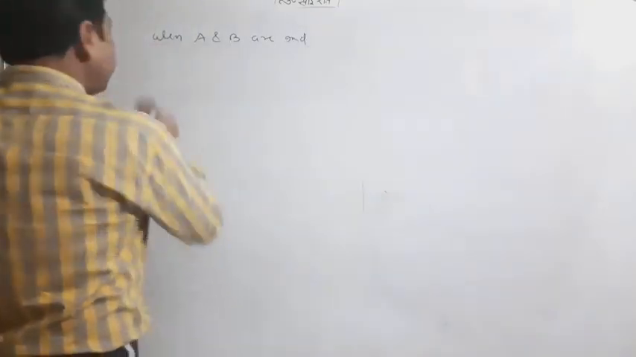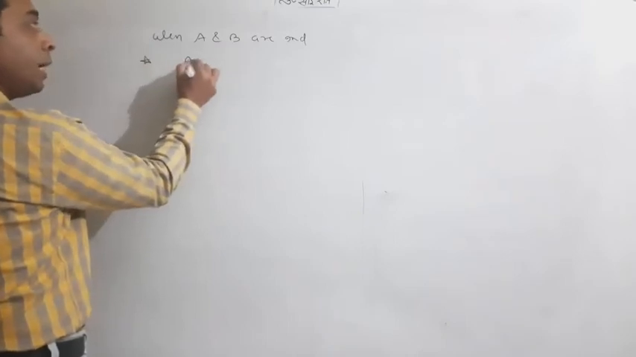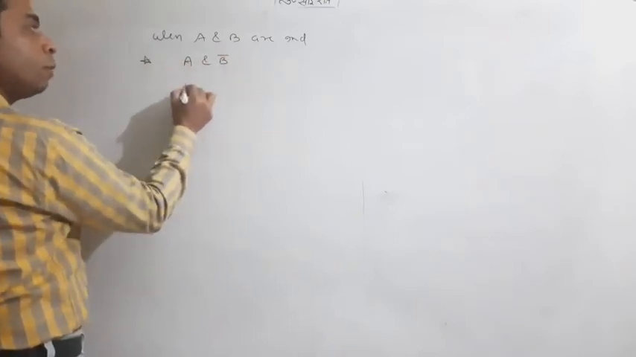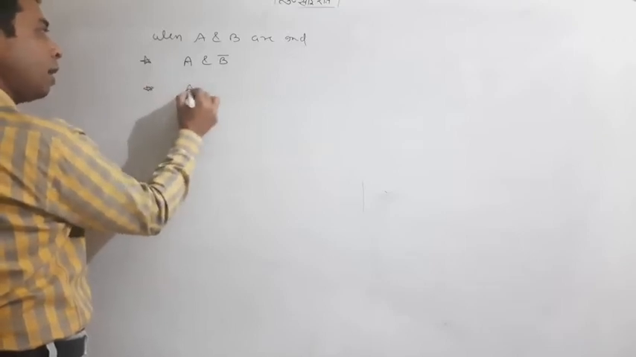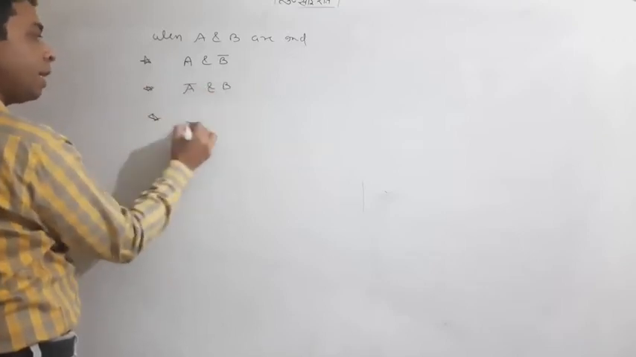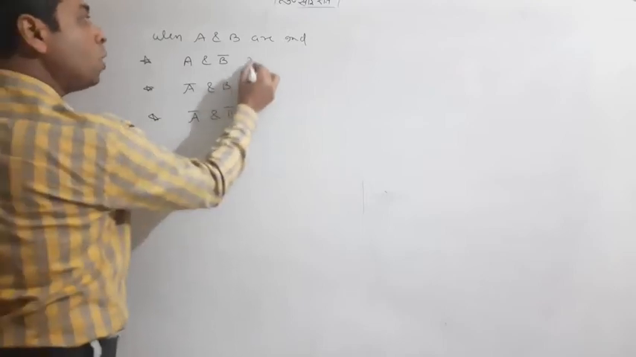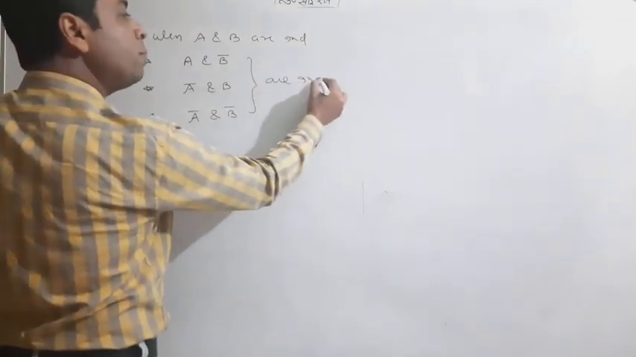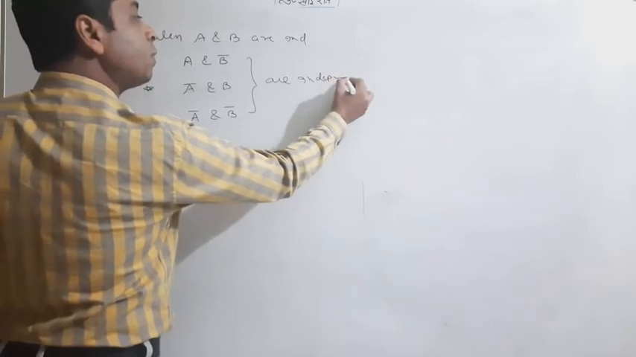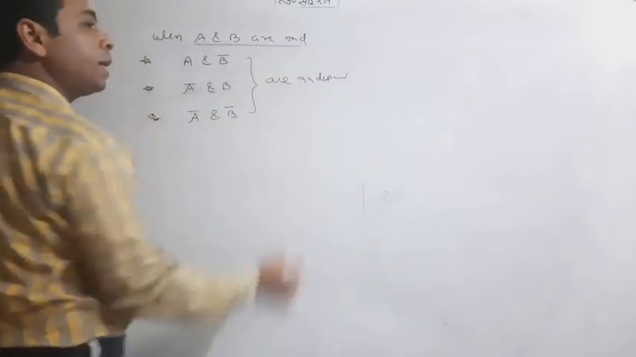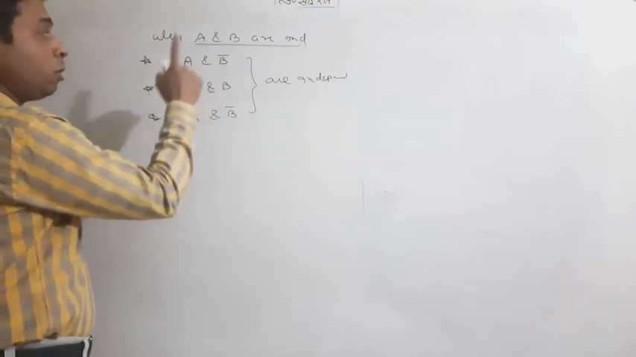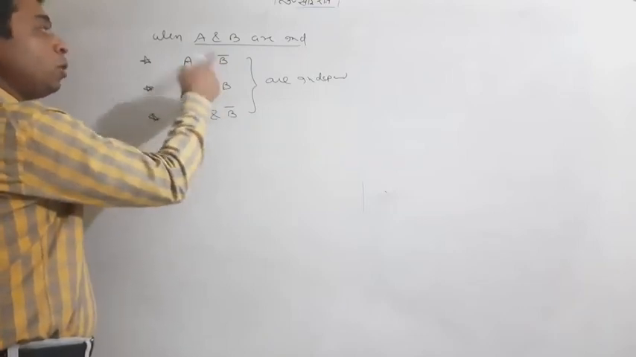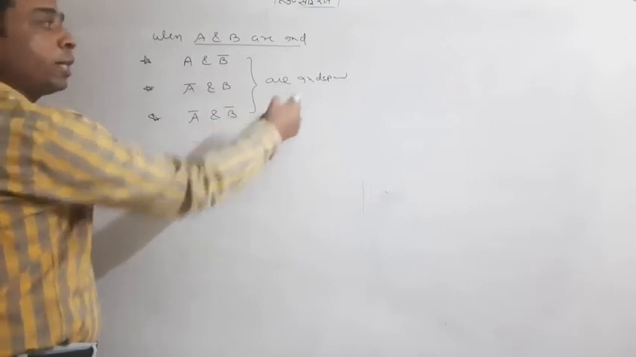When A and B are independent, then keep remembering the sentence: A and B not, and A not and B, and A not and B not are all independent. That's a very important sentence. When A and B are independent, if this is given, it means that A and B not, A not and B, and A not and B not are all independent.